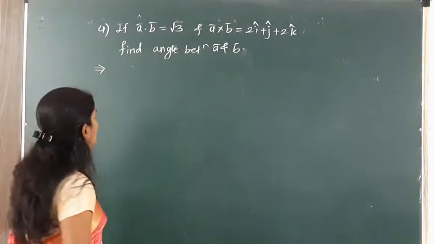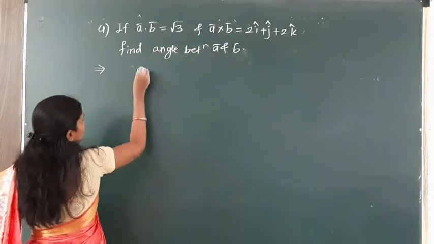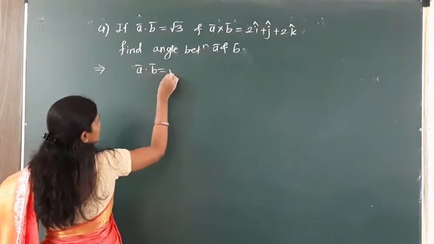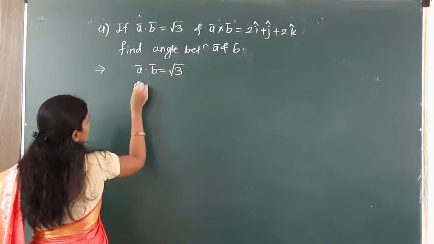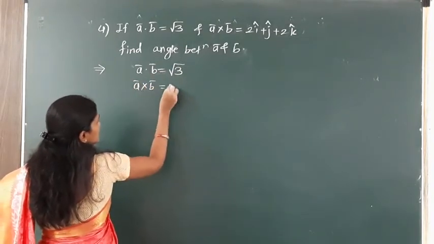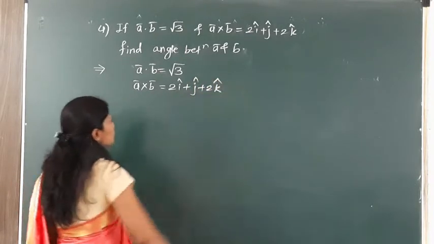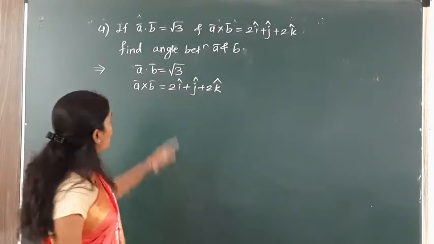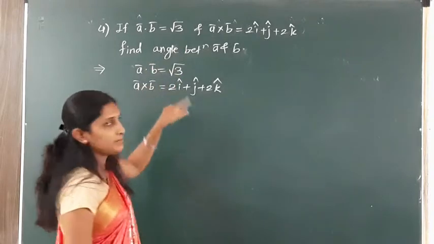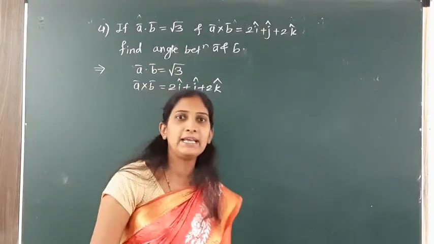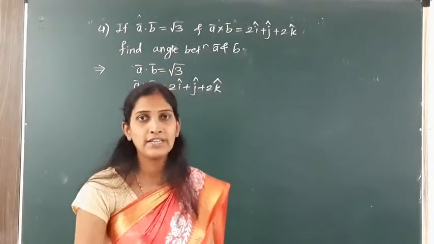Now, here we have a bar dot b bar is equal to root 3 and a bar cross b bar is equal to 2 i cap plus j cap plus 2 k cap. We have to find the angle between a bar and b bar. Suppose theta is the angle between a bar and b bar. So we have to find theta.